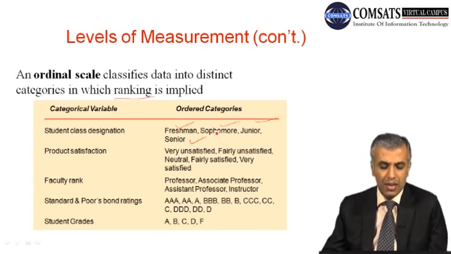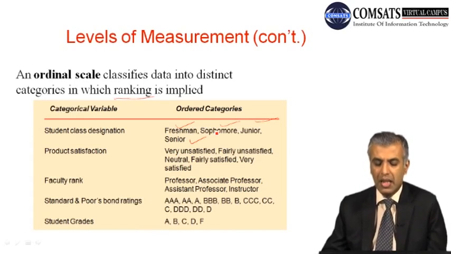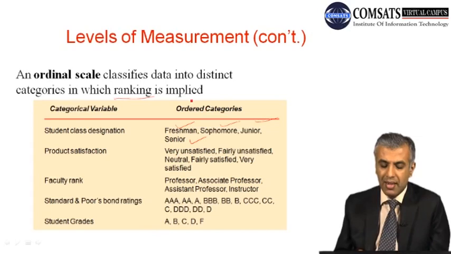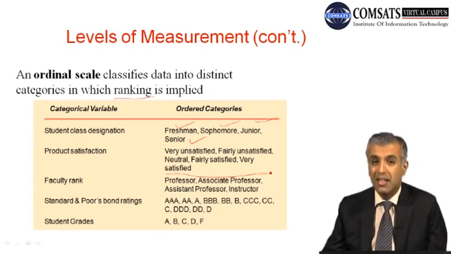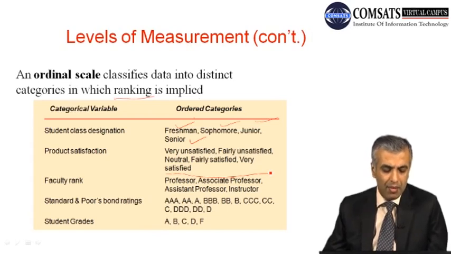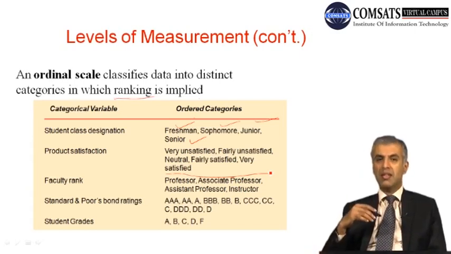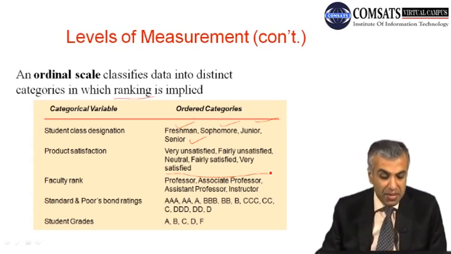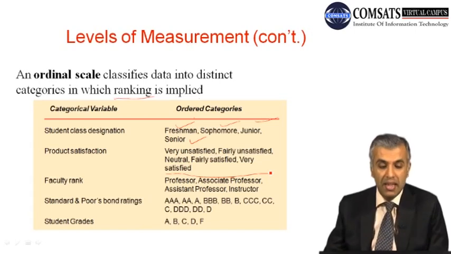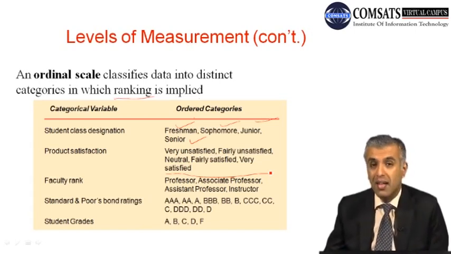Likewise, there are other examples, like product satisfaction, in which we term the level of satisfaction, starting from very unsatisfied to fairly unsatisfied, neutral, fairly satisfied and very satisfied. Again, here we are dealing with a ranking. There is a certain order involved, and that order defines the ordinal scale. Likewise, other examples like faculty rank, Standard and Poor's bond ratings and student grades are all categories which have a certain rank involved. These ranks help us differentiate these different types, and that's why the ordinal scale is very much preferable, as is the categorical scale.